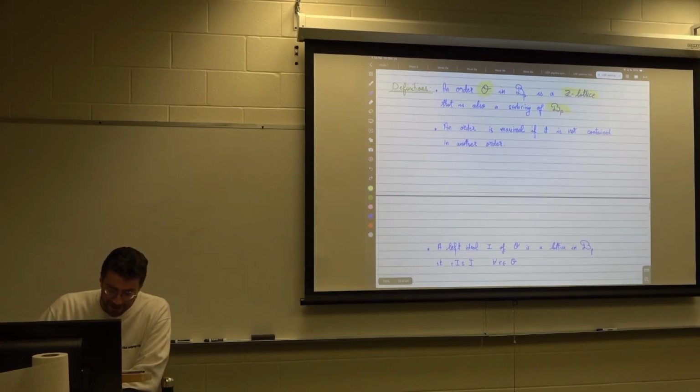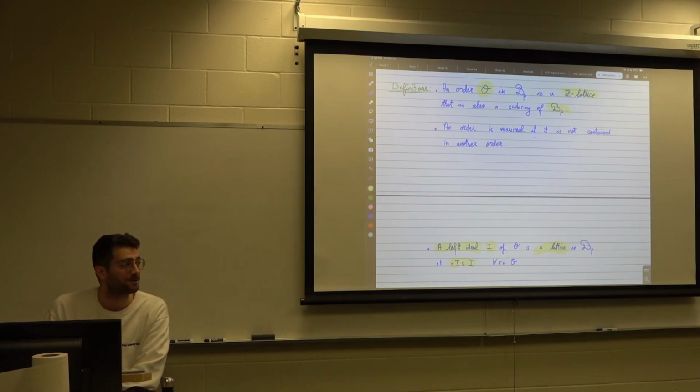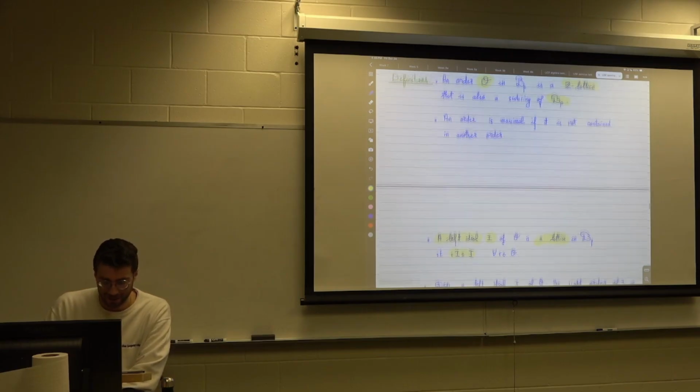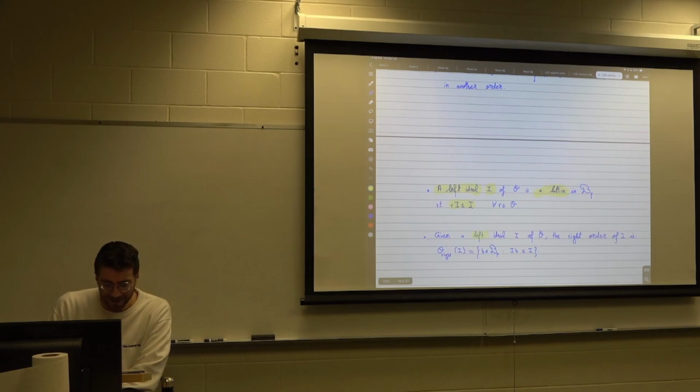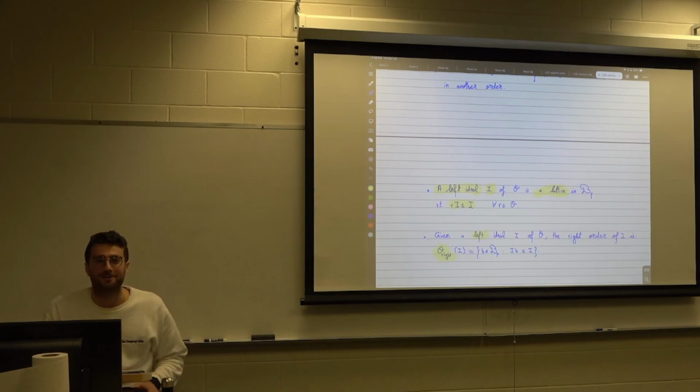Now that you have an order, what is a left ideal? It's an ideal, but with multiplication from the left. So a left ideal I of your order has to be a lattice, everything here is a lattice, such that if you multiply from the left by the order, it doesn't change anything. So it is an ideal in some sense, and it's also a lattice. Given a left ideal, you can take the right order of your left ideal.